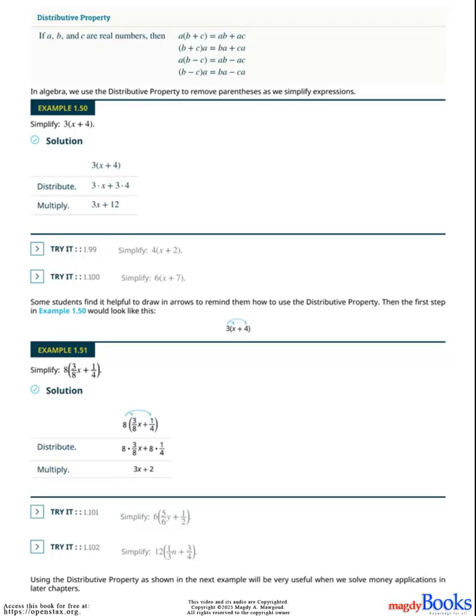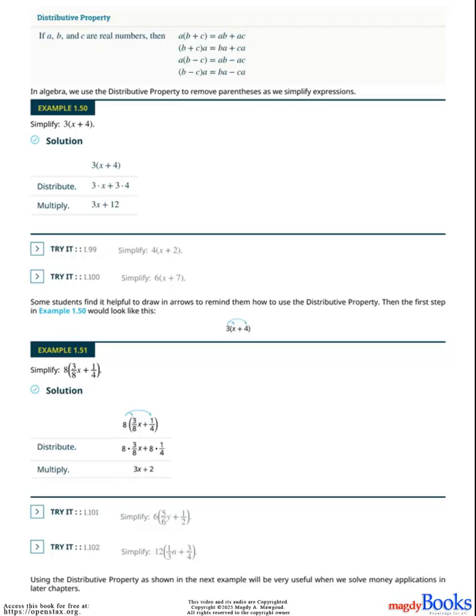Try it 1.99. Simplify 4 times (x plus 2). Try it 1.100. Simplify 6 times (x plus 7). Some students find it helpful to draw in arrows to remind them how to use the distributive property. Then the first step in example 1.50 would look like this. 3 times (x plus 4).